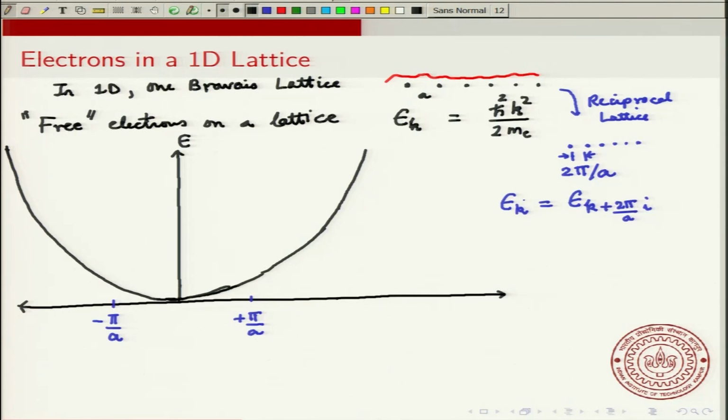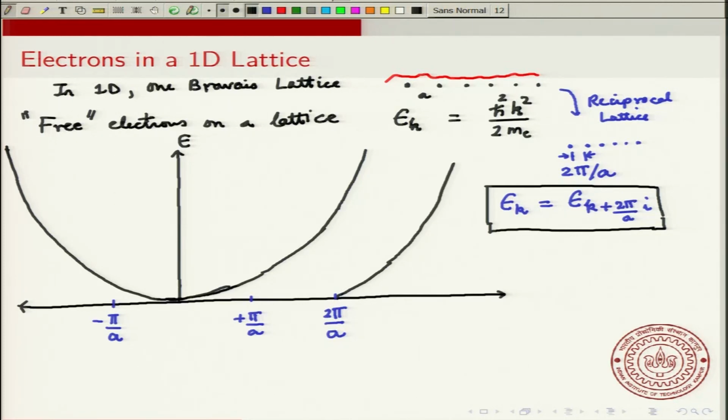Now, since you have this Bloch condition, what you will get is another parabola in energy. So this is 2 pi by a, and here I have another parabola that looks exactly like this. Since this wave function should look exactly the same at 2 pi by a, just due to periodicity, I will have exactly the same form of the wave.